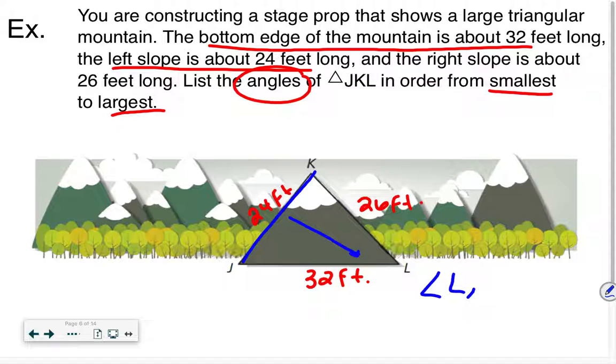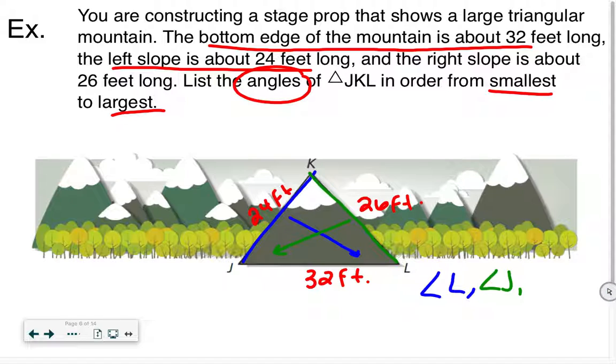In order from small to big, Allie, which side would come next? Okay, KL. And Allie, which angle is across from KL? Very good. So again, don't know how big it is, but I do know it has to be the next biggest angle in order from small to big.